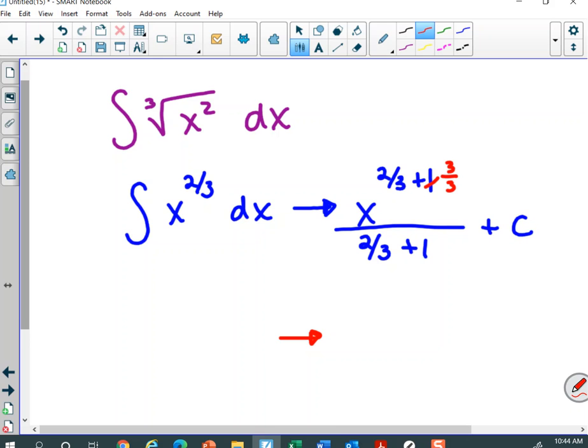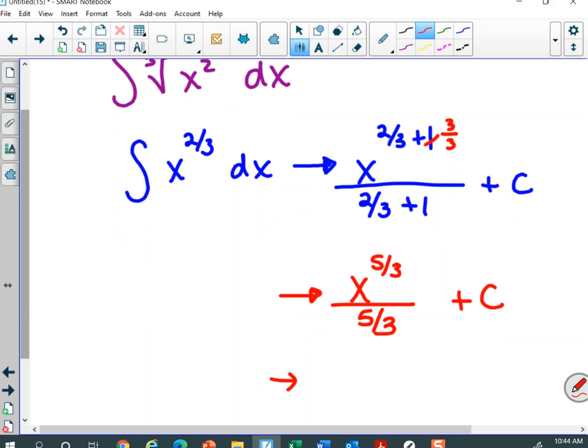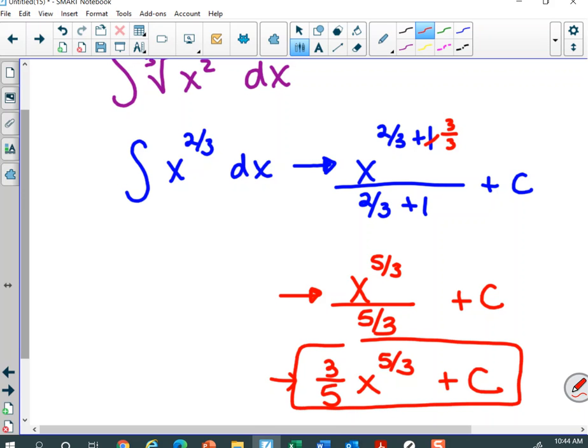We know that 1 is the same numerator and denominator, common denominator with 2/3, so 1 is 3/3. So x to the 5/3 divided by 5/3 plus c, 3/5 x to the 5/3 plus c. That would be the answer. I don't need you to take it back to a root. That's like the 3rd root of x to the 5th. This is way more useful.